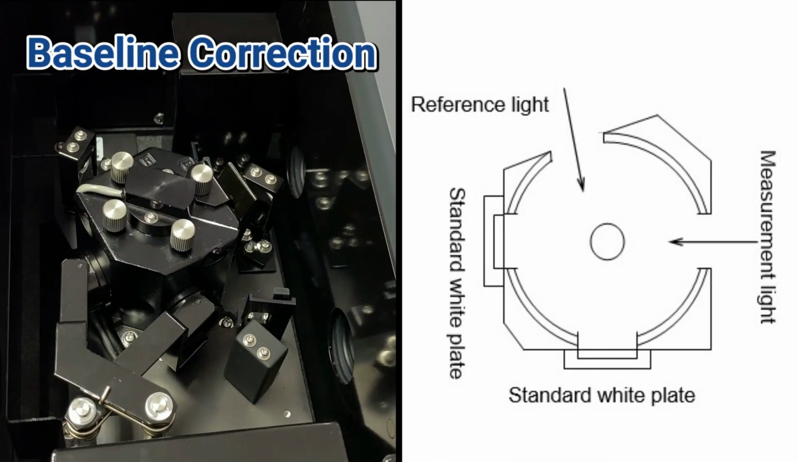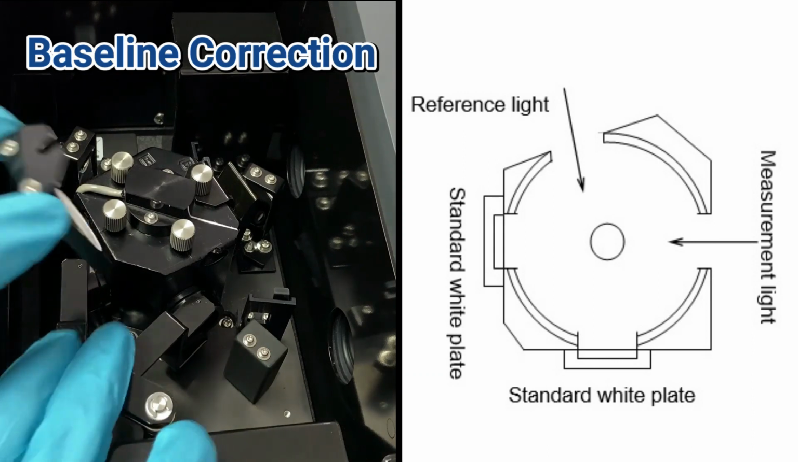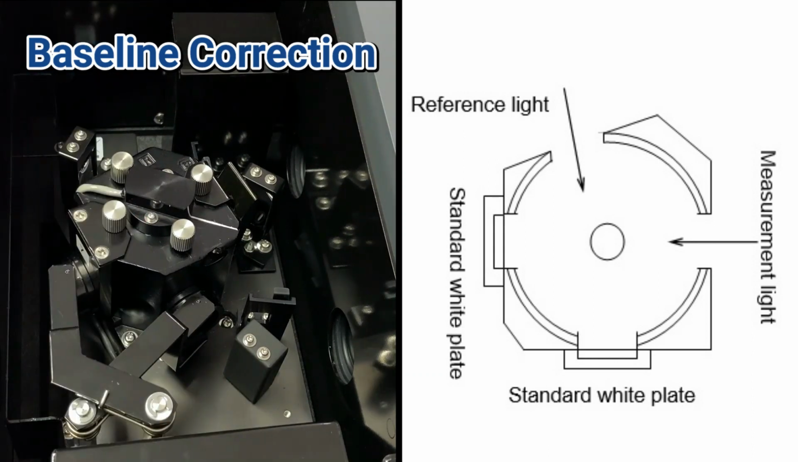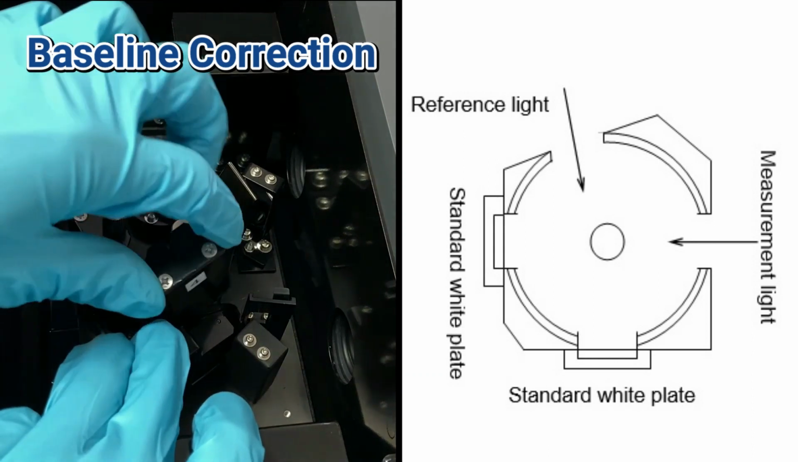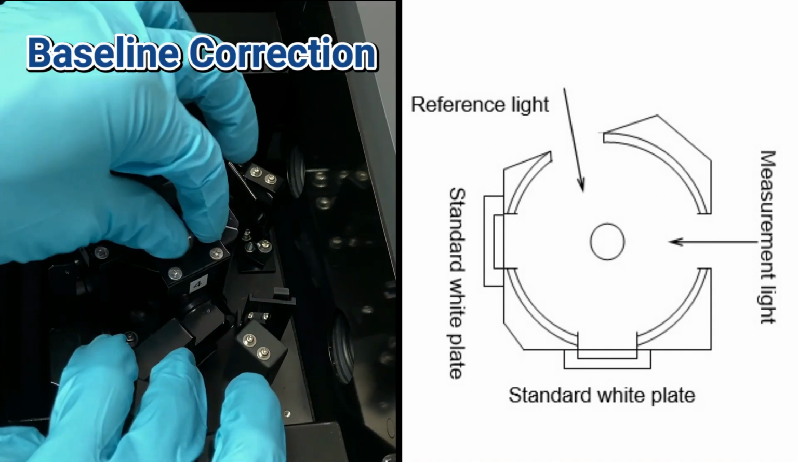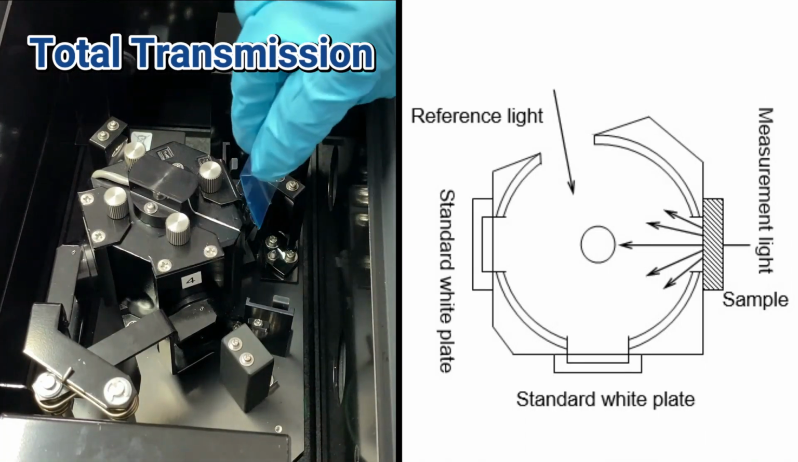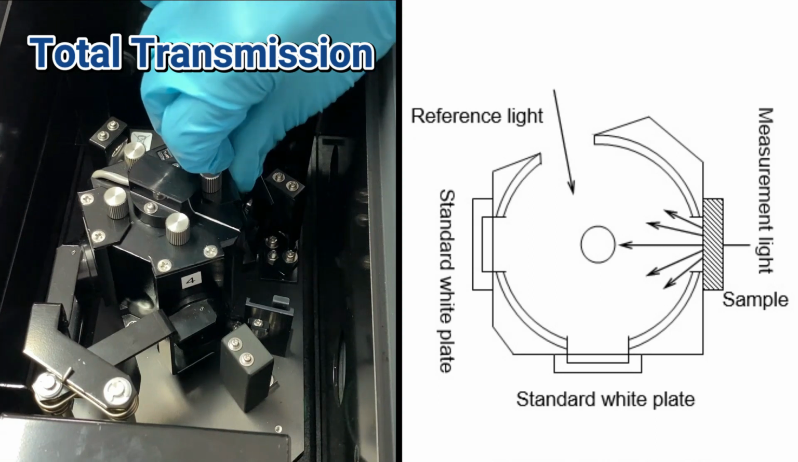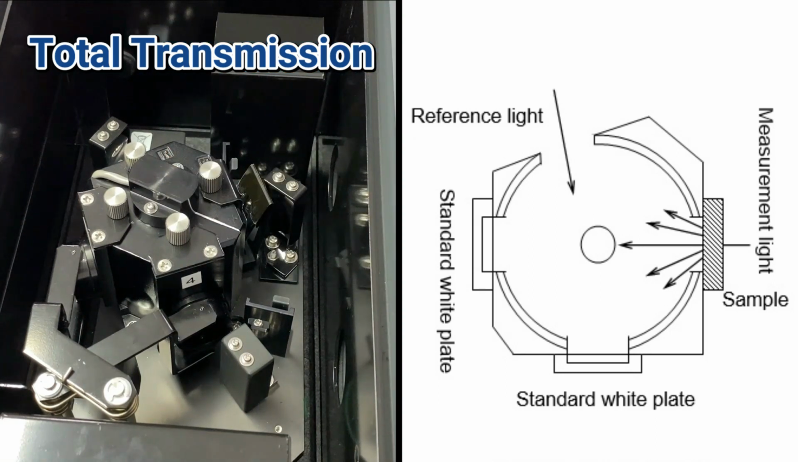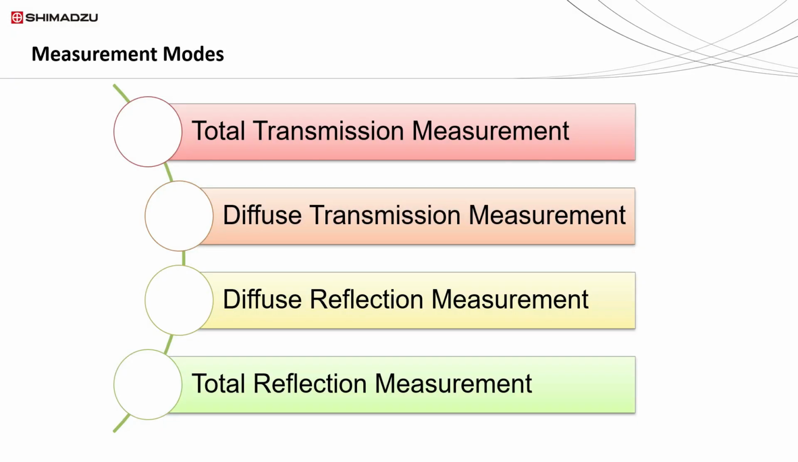Before any measurement, place the standard white plates at both the sample and reference reflectance measurement windows. Then run a baseline correction. This applies for all measurement modes. For total transmission measurement, place the sample at the sample light entrance window using the appropriate sample holder, then start the measurement.